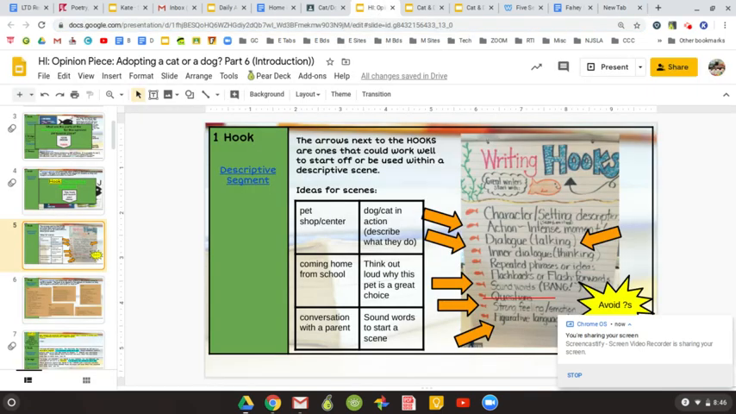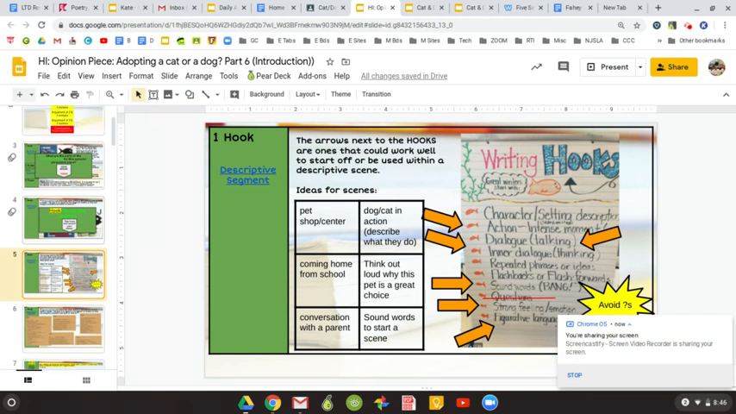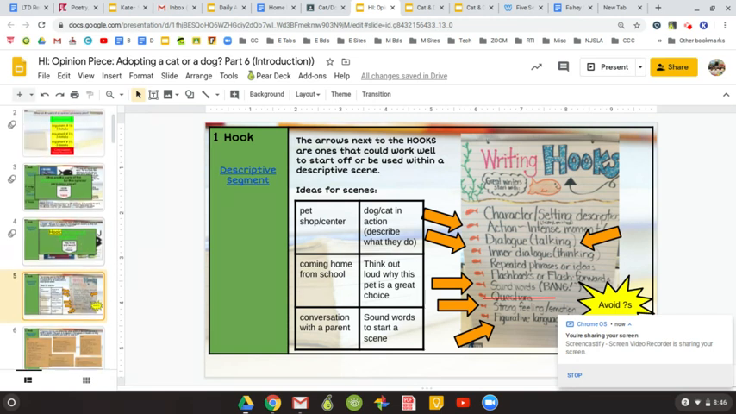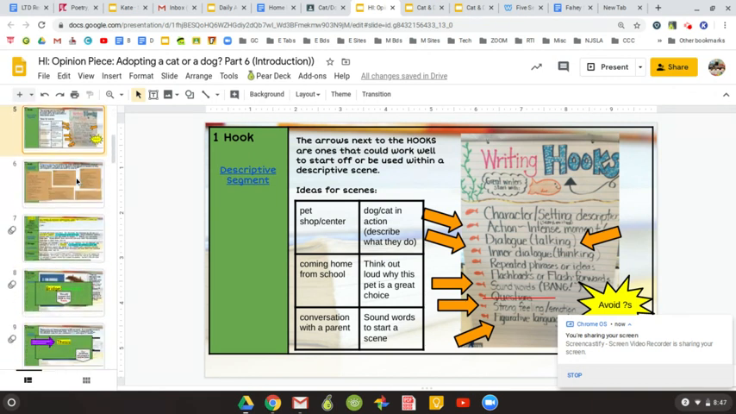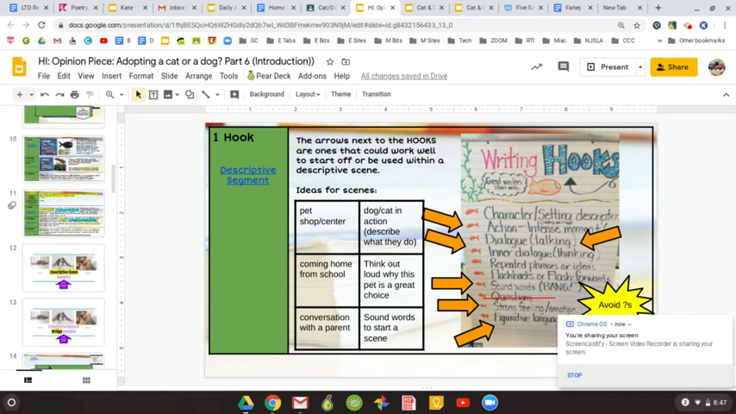Hello, boys and girls. I am making a screencastify to help you with your hooks. And the hook we're going to work with for our cat dog opinion essay specifically is a descriptive segment. So, in this presentation, this is for an introduction. The idea is that there are resources here for you to write an introduction.